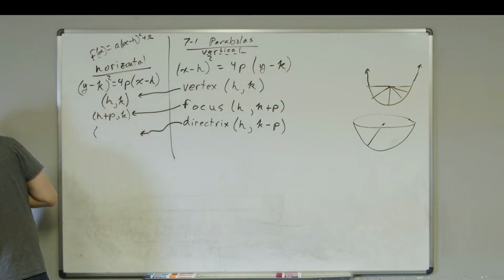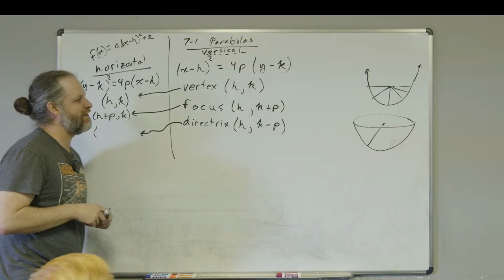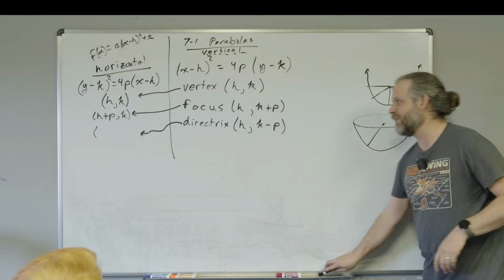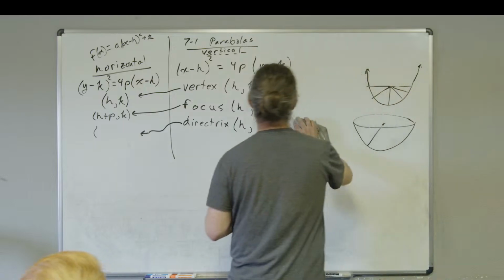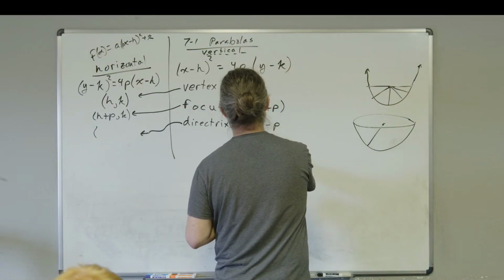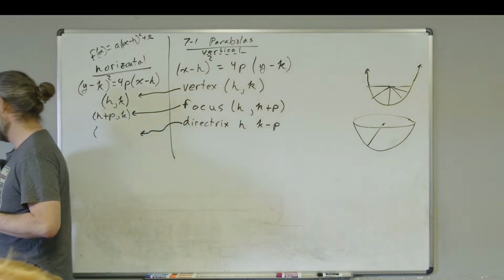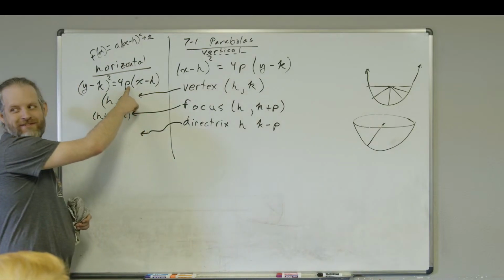What is the P? Oh, I'm an idiot. It is H minus P, but that's not even right. It's kind of the anti-focus, but it's not a point. I knew that. Silly goose. What is P? It's a number that goes right there. So it's just three.